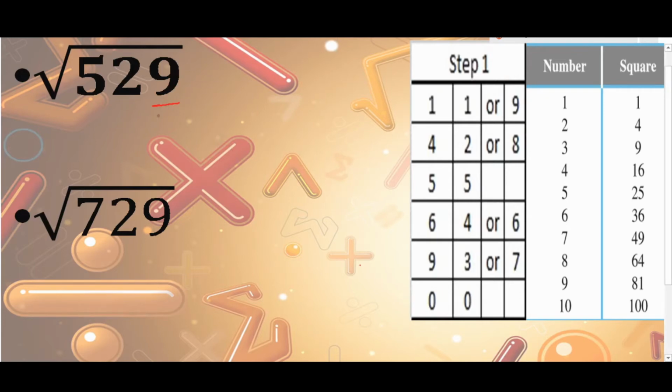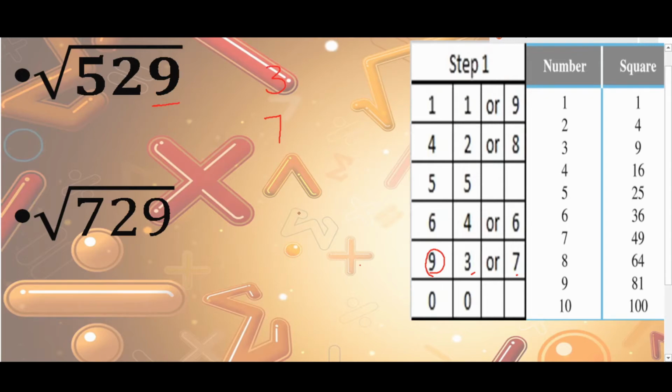Step number 1, we need to concentrate on the units place of the number. At its units place, you can see there is a 9. So, in chart number 1, if it contains 9, we need to mention either 3 or 7. So, let's mention both the numbers. It might be 3 or it might be 7.